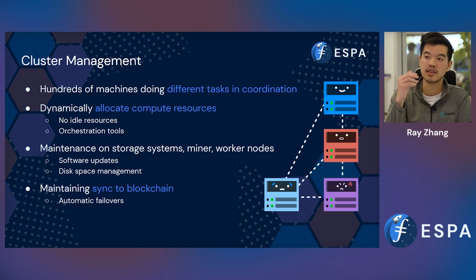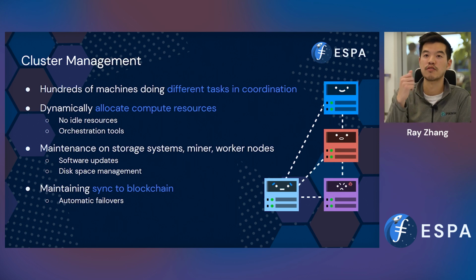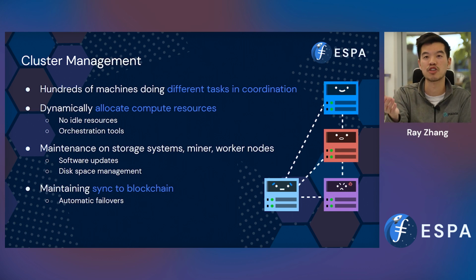And finally, you need to maintain sync to the blockchain. What this means is the blockchain has thousands of participants. They all maintain the same state. And so if your systems are out of state with the blockchain, with the whole network, you won't be able to submit your data audit messages. You won't be able to tell the network that you're going to store this piece of data. So your whole operation comes to a standstill until you get back in sync with the blockchain network.